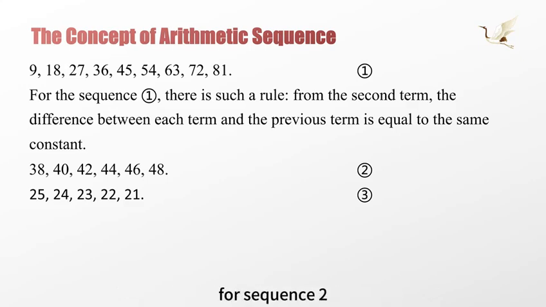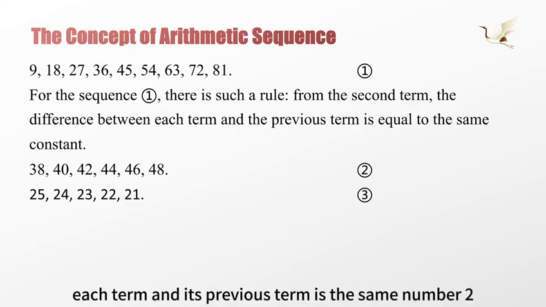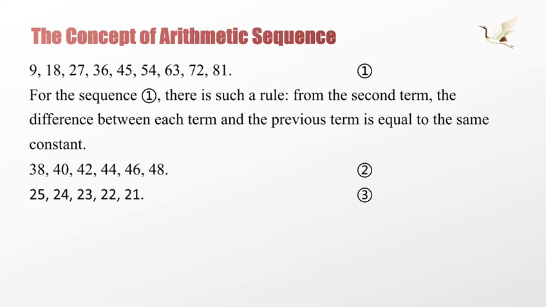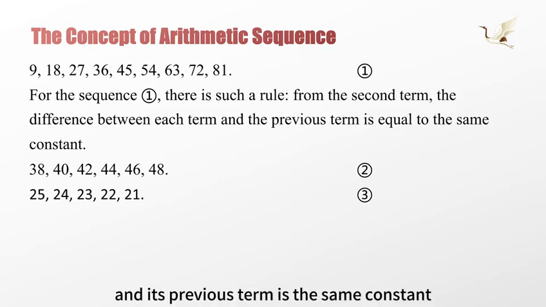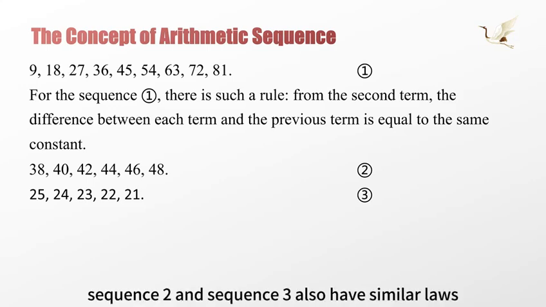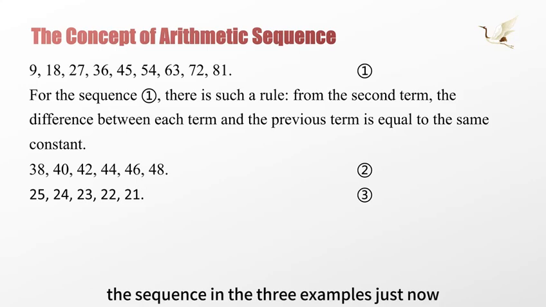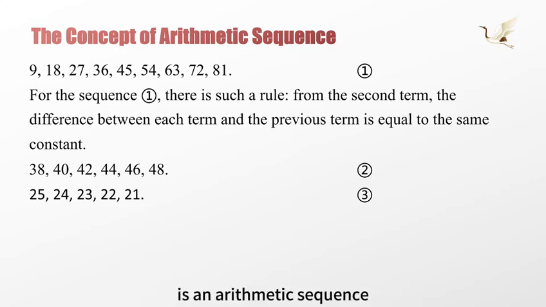For sequence 2, we find that from the second term, the difference between each term and its previous term is the same number 2. For sequence 3, from the second term, the difference between each term and its previous term is the same constant -1. Therefore, sequence 2 and sequence 3 also have similar laws. The sequences in the three examples just now are arithmetic sequences.